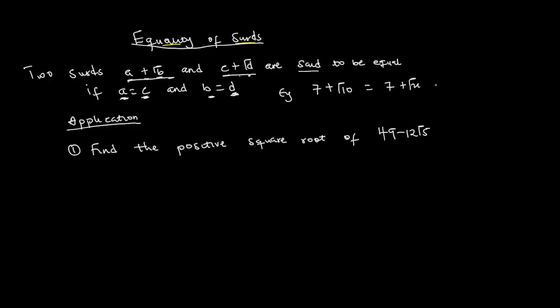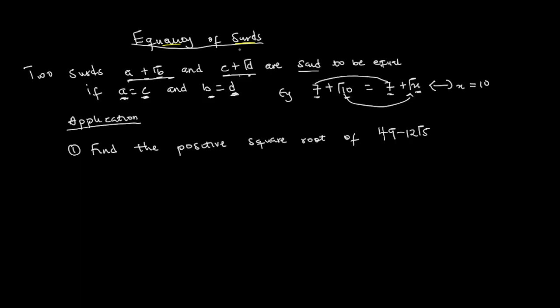For example, let's say I have 7 plus root of 10 is equal to 7 plus root of x. When you are being asked to find x, you can use the simple law of equality of surds: two surds are equal when this part is equal to this part, and this part is also equal to that part. So this 7 is equal to this 7, and this root of 10 should be the same as root of x. So our x is equal to 10, right?